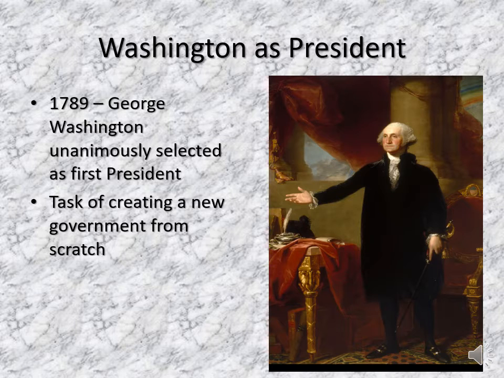Washington as president. So in 1789, George Washington was unanimously selected as the first president of the United States. And he had the task of creating a new government from scratch. So meaning there was no voting going on. The citizens did not vote him in. He was unanimously selected to be our first president. And he was not affiliated with any political party. Political parties weren't necessarily around yet. And I say yet because we will get to that here very shortly.